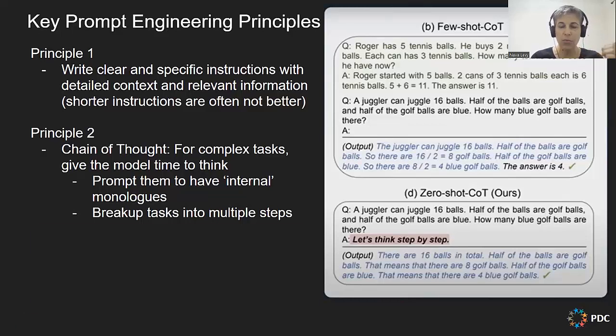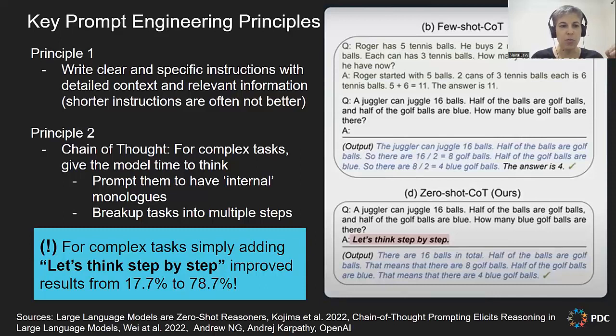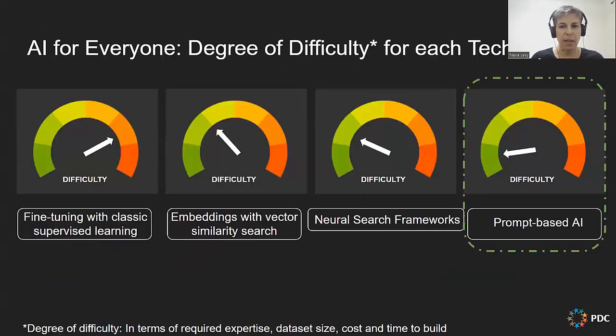So the same goes with ChatGPT. So for complex tasks, simply adding, let's think step by step, improved result from 20% to 80%. So this is really amazing, okay? How difficult is prompt-based AI? So as we said, it's very, very easy. Andrew Ng says minutes to hours, I would say days, okay? Still, it's amazingly simple. You don't have to invest in infrastructure to experiment. It's all out there, okay?